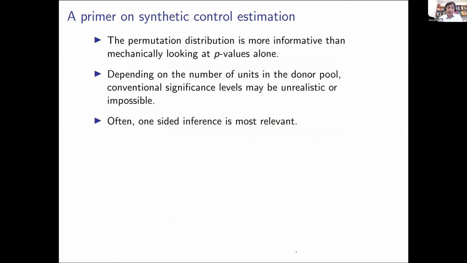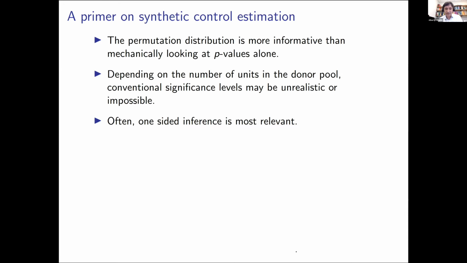Okay, some remarks about this type of permutation inference. The first one is that clearly, looking at the permutation distribution is much more informative than mechanically looking at p-values, because you can see how far away the test statistic is relative to the permutation distribution. P-values only give you the ranking.